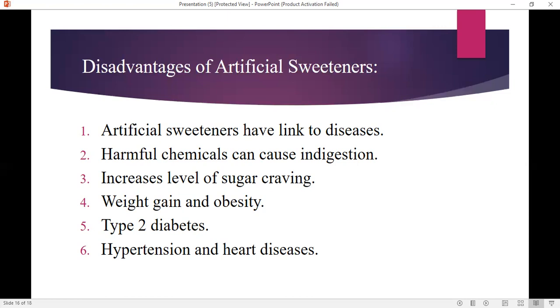Let's conclude this topic. It is well known that high consumption of sugar is dangerous for health, and artificial sweeteners may even make the negative effect worse than sugar. That's why it might be enough to take a small amount of things that are natural rather than gaining a high amount of things that are artificial. So I hope you understand this topic.